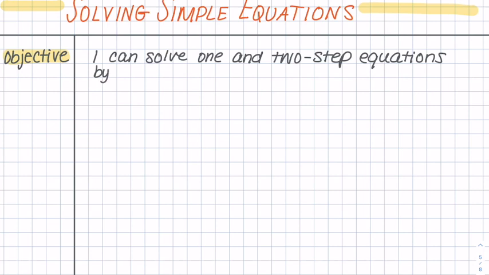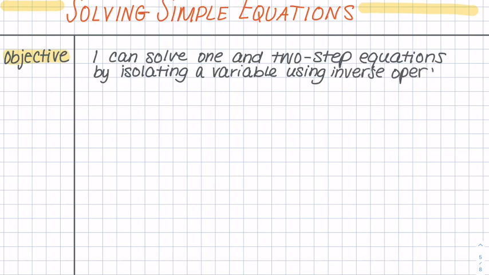by isolating a variable using inverse operations. That is the whole objective. So I can solve 1 and 2 step equations by isolating a variable using inverse operations. Okay? So the first thing that we need to know is we know we're going to be solving equations.